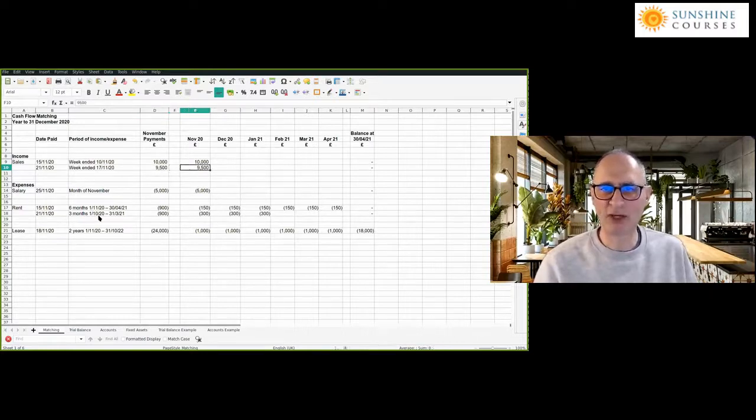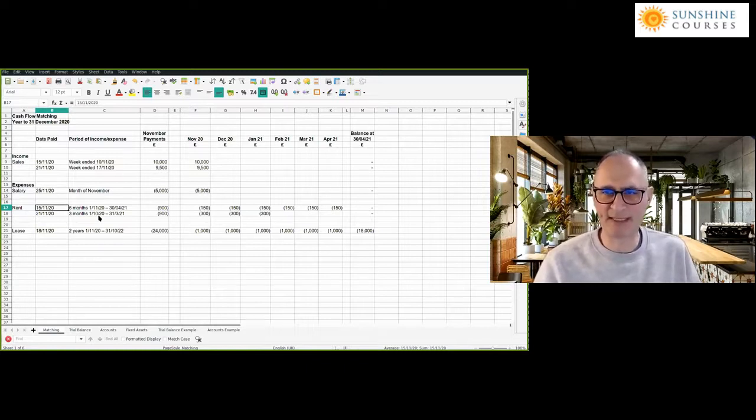The following week, we had another week's worth of sales, which we banked on the 21st for the weekend of the 17th of November, £9,500 this time. This also related to November, so it was both paid out in November and also relates to the month of November. Same thing with salary. We paid out on the 25th of November a whole month's worth of salary, £5,000, and that relates to the month of November.